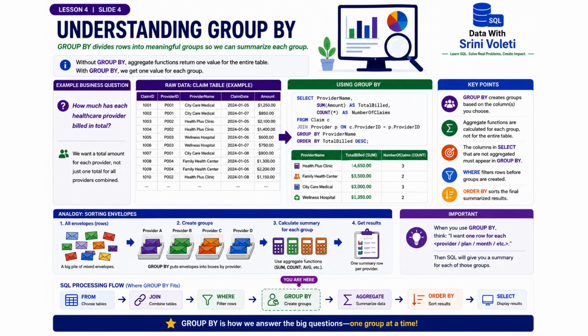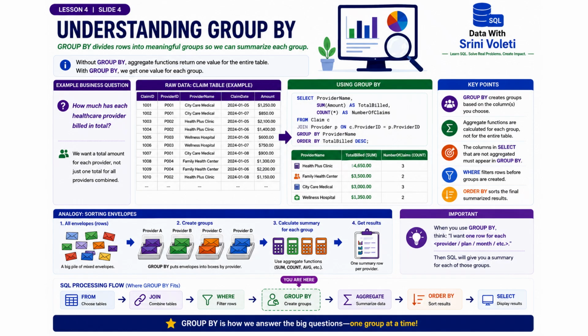We have already learned that from retrieves the data, join combines related tables, and where filters the rows. Today we are adding a new step: group by. Group by creates the groups. Only after the groups exist do aggregate functions summarize each group. Finally, order by can sort this summarized result and select displays them. Understanding this sequence is one of the most important concepts of SQL.